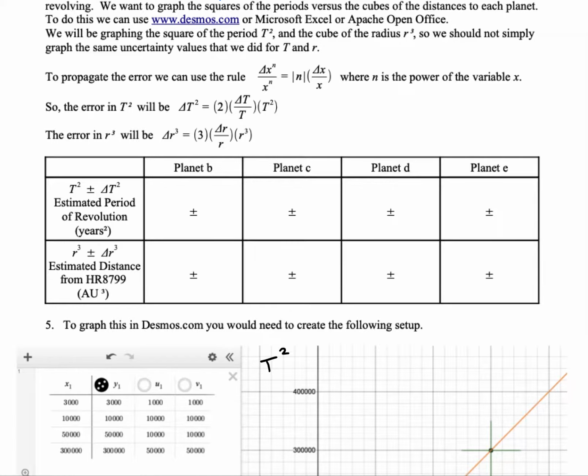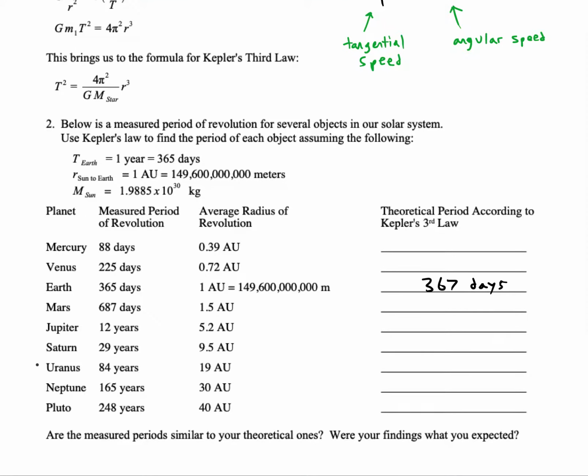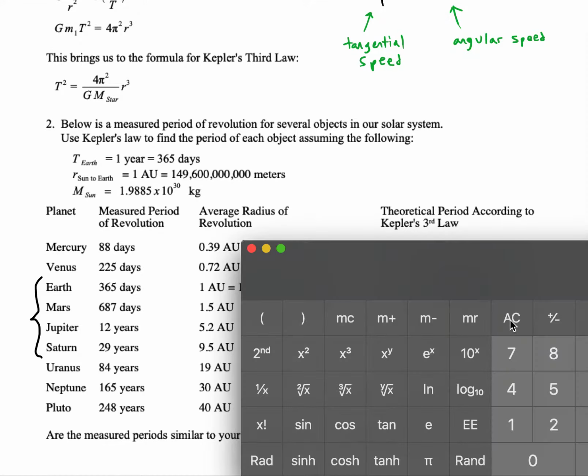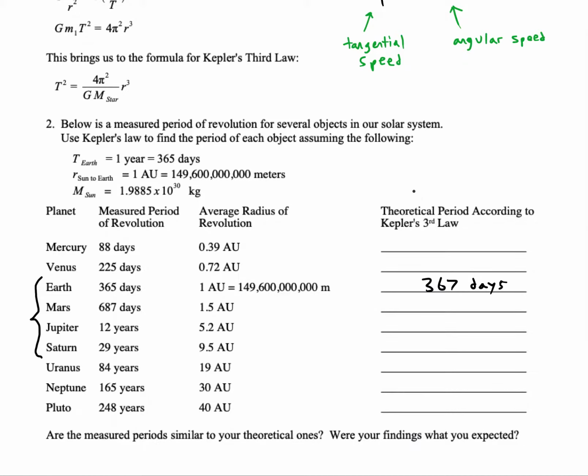So what I'll do is I'll go to the top here where we have several planets in our solar system with the period and the radius of revolution given. All right, so I'll just use that. Let's go with Earth, Mars, Jupiter, and Saturn as our data. I just have to quickly convert Mars's time to years, though. 687 divided by 365 makes 1.88 years. And Earth, of course, would be just 1 year.